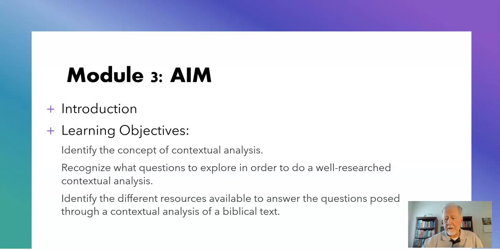In terms of our aim, of course, there's another great written introduction for you to review at the beginning of this section in our course. But then here are our learning objectives for this coming week. First of all, to identify the concept of contextual analysis, and that's really a fairly easy concept to understand when it comes to our historical and cultural understanding of the background. Number 2, to recognize what questions to explore in order to do a well-researched contextual analysis. So you will be introduced fairly thoroughly to the process this coming module.